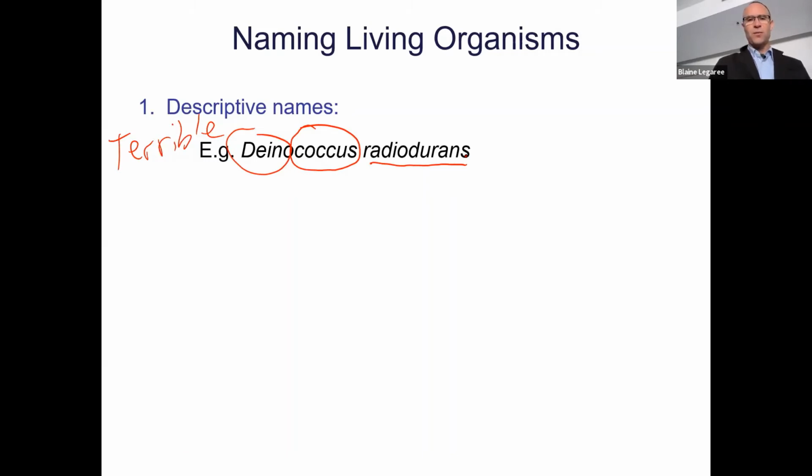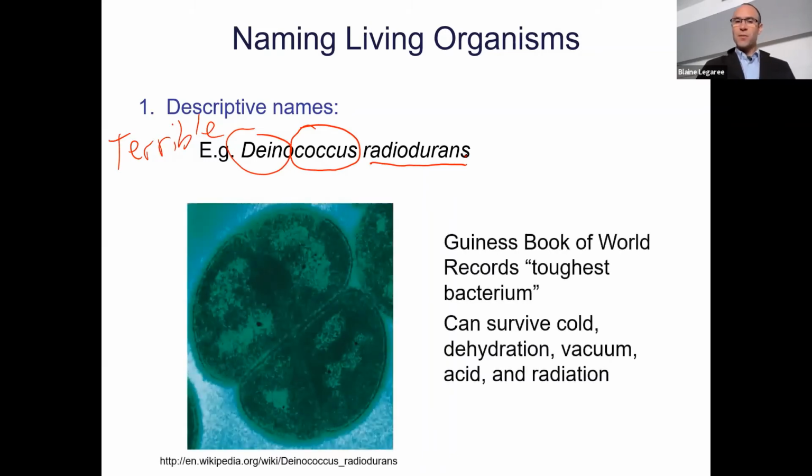So you're thinking, what now? That's right. This particular organism was found in a nuclear reactor. You know, one of those places where there's probably hundreds of times more radiation than a human could survive, and they find this bacteria. They've been studying it, can survive all sorts of things, cold and dehydration, acids, and so ended up in the Guinness Book of World Records. Good name for it though, Dinococcus, I like that.